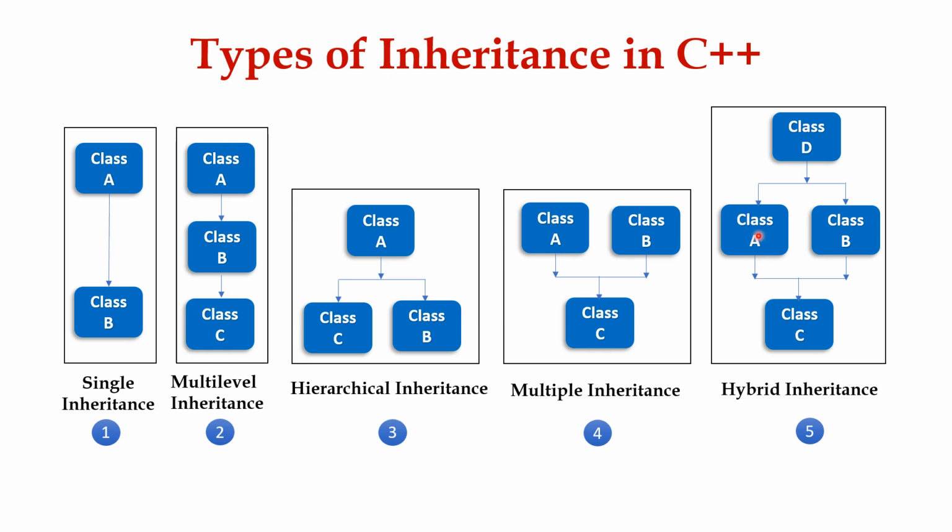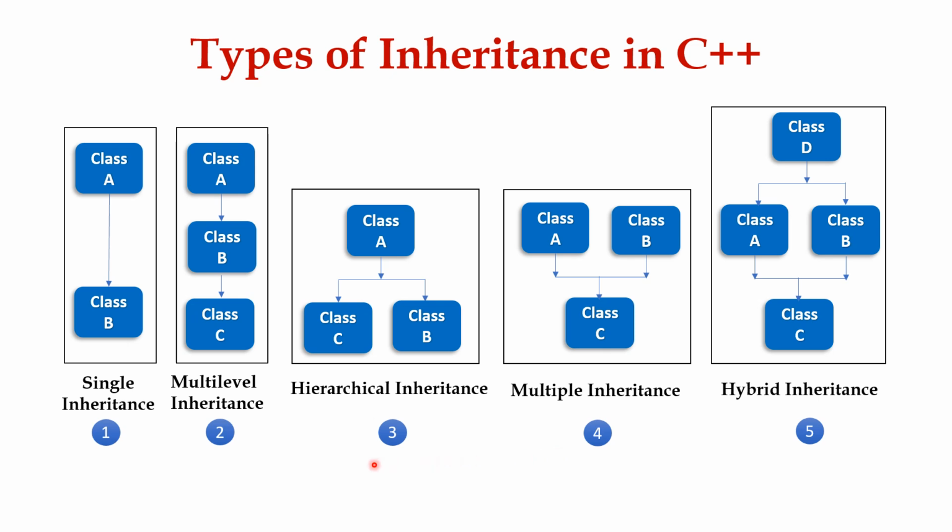Next, hierarchical inheritance. It is formed with the help of class D, class A and class B. So class D acts as a base class. Class A and class B are derived classes which are derived from the base class D. Next, multiple inheritance is formed with the help of class A, class B and class C. So class A and class B are base classes for class C, which is derived from class A and class B. So hope you are clear on hybrid inheritance.